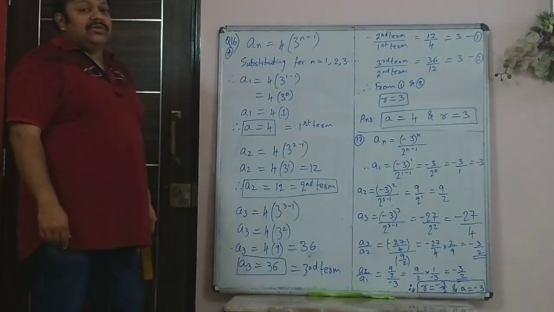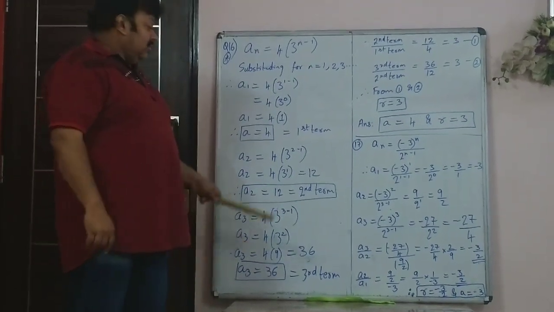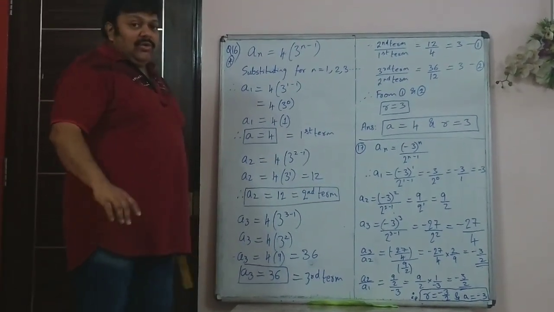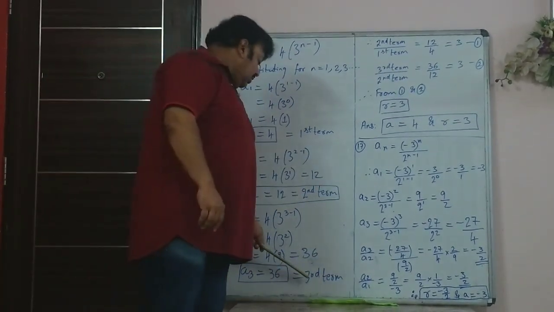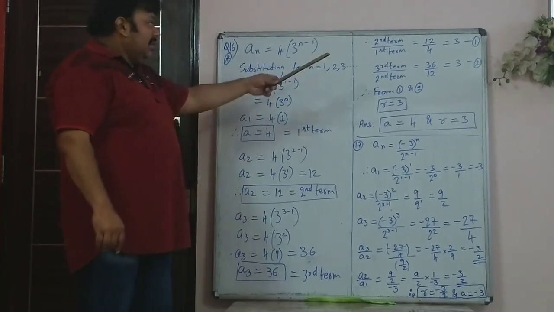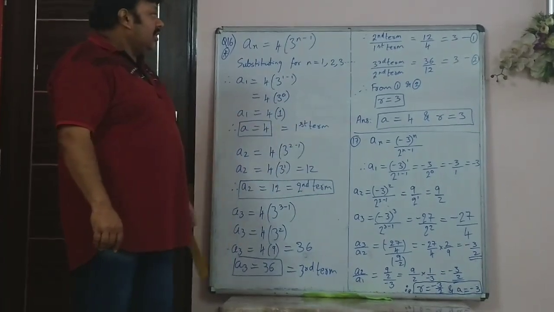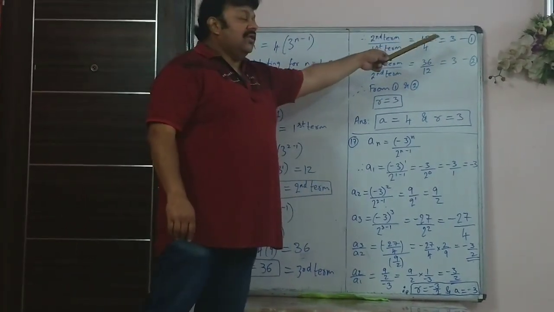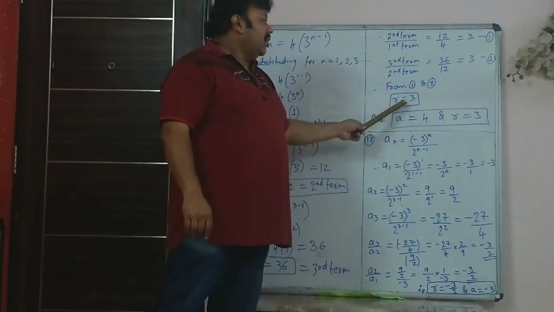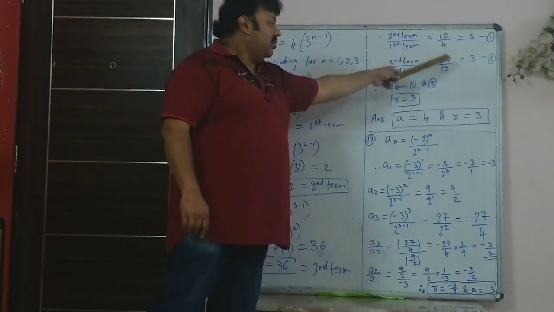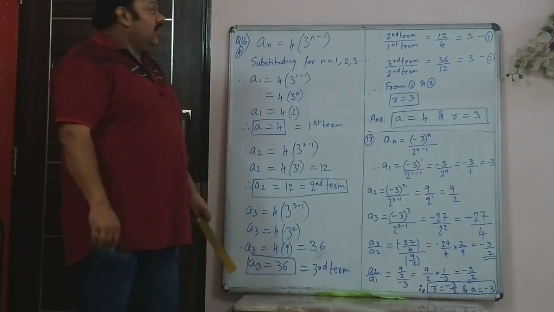First you need to prove it's a GP. So third term upon second term should be equal to second term upon first term. Only then it will have a common ratio R. That is, it will be in GP. So 36 upon 12, that is 3, is same as 12 upon 4, which is also 3. So second upon first is giving 3. Third upon second is also giving 3. So R is 3, that's the common ratio. And A, which you had already found, that is the first term, is 4.